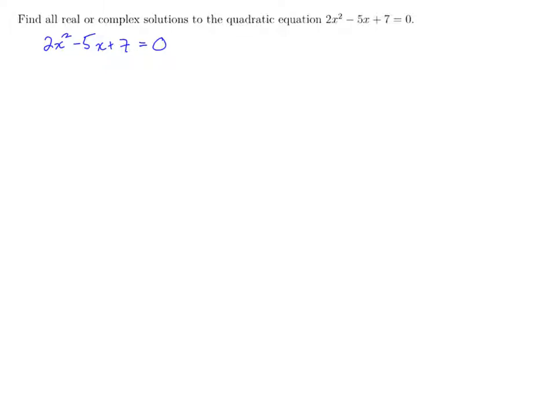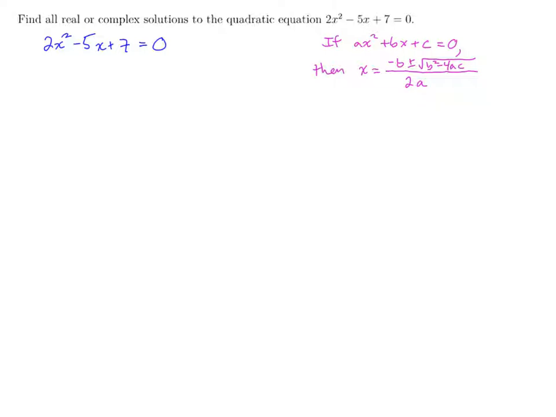And so we'll use the quadratic formula here, and recall that that states that if ax squared plus bx plus c equals 0, then we can state that x is equal to the opposite of b, plus or minus the square root of b squared minus 4ac, all over 2a.